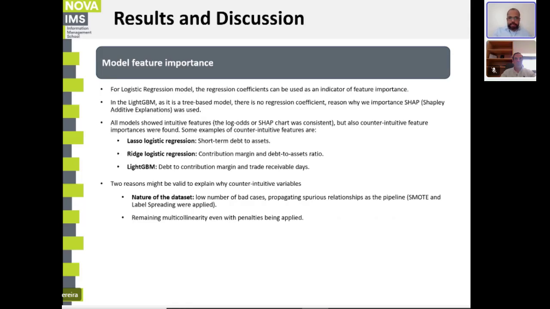And same thing for LightGBM. So debt to contribution margin contributed to higher odds of being a good customer instead of a bad customer. And for trade receivable days, also the opposite.